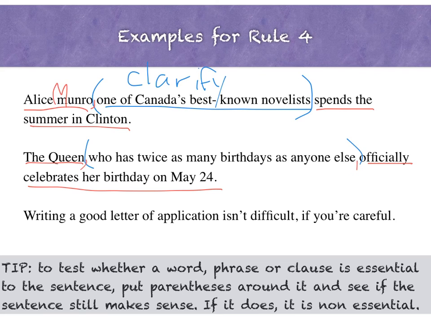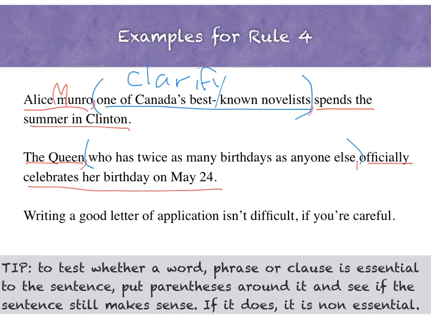Alice Munro, comma, one of Canada's best-known novelists, comma, spends the summer in Clinton. And then the Queen, comma, who has twice as many birthdays as anyone else, comma, officially celebrates her birthday on May 24th. Now, in this last sentence, writing a good letter of application isn't difficult if you're careful.